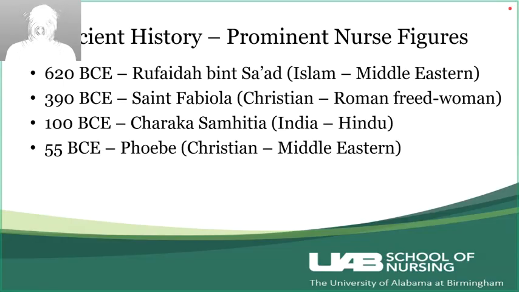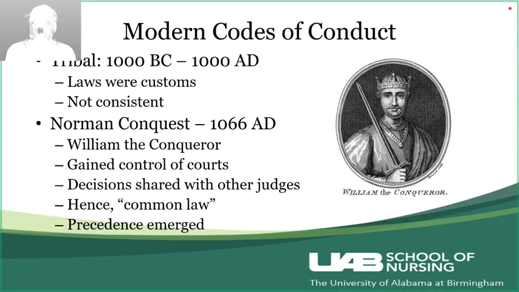So let's go to modern, because at some point between 1,000 before and 1,000 after, Hammurabi's code was felt, but it began to die off in tribal conquests. Laws became customs, and there was a lack of consistency for about 2,000 years. That all ended with the Norman conquest.